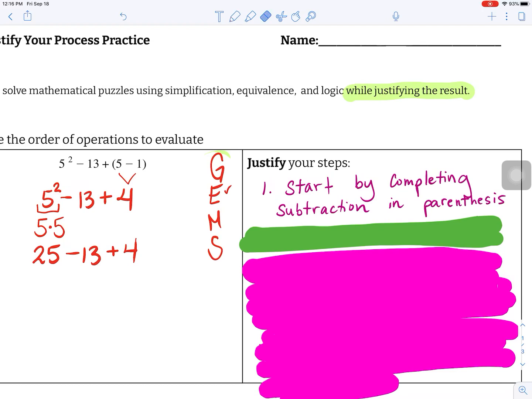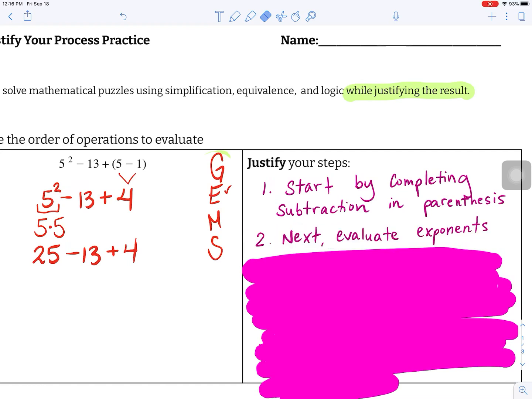Okay, and if I'm thinking about justifying that step, I'm just going to write out basically what I just said. Next, evaluate exponents. Notice how you don't have to write a novel, you don't have to say every little detail. And one thing you don't have to say is, notice how in my explanation, I never said 5 times 5 equals 25. And that's because if I'm saying next, evaluate the exponents, I'm expecting my reader to be able to look over at my work over here and see, oh yeah, okay, that's why they're taking 5 times 5. So your math helps you justify as well.